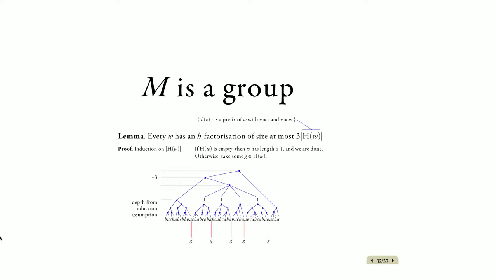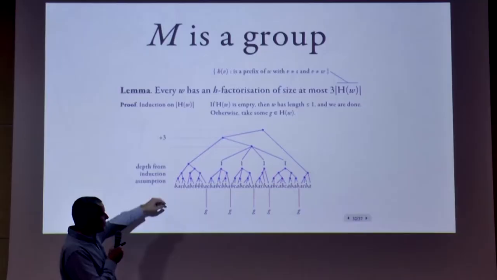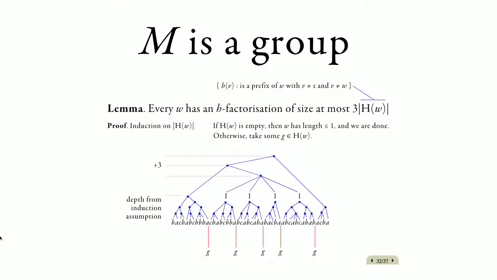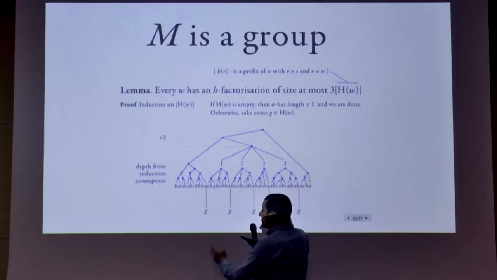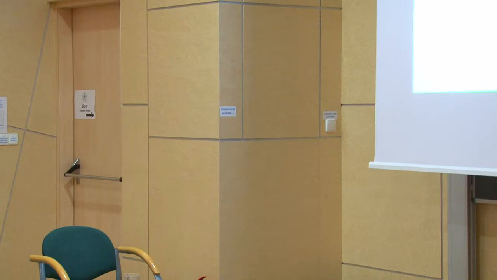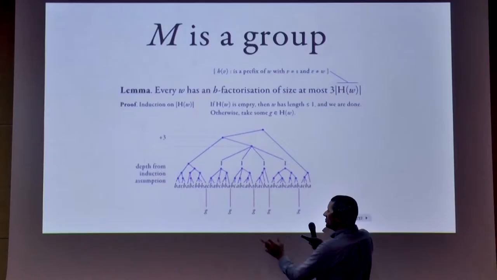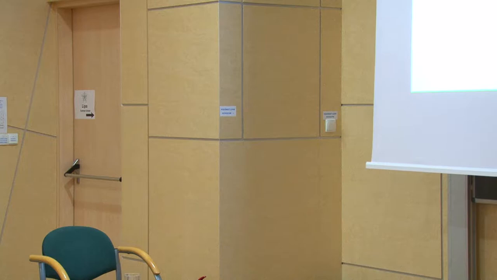I will not go into the entire details, but what you do is you evaluate prefixes in the group. You have an input word, and you evaluate prefixes, like you run the automaton left to right, and for each prefix you check the value in the group. By the celebrated pigeonhole principle, there's going to be some element of the group that will appear many times. And now let's look at what happens in between two consecutive appearances of this element.